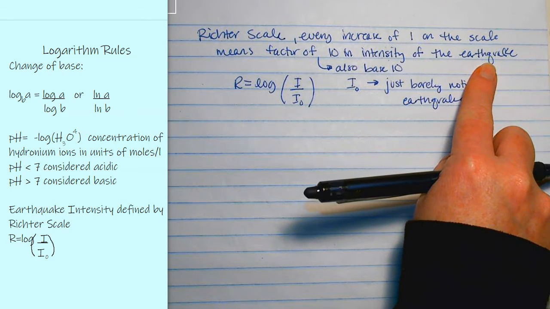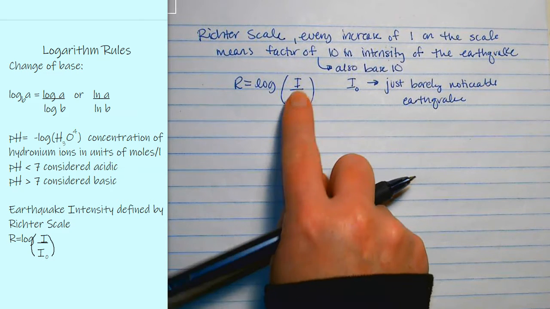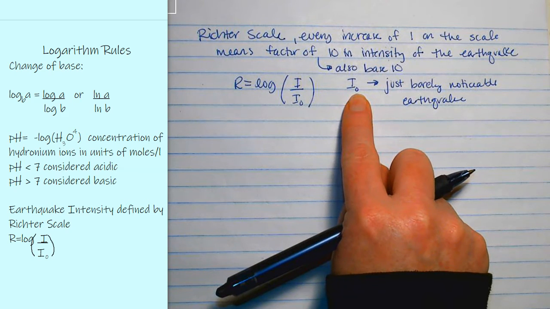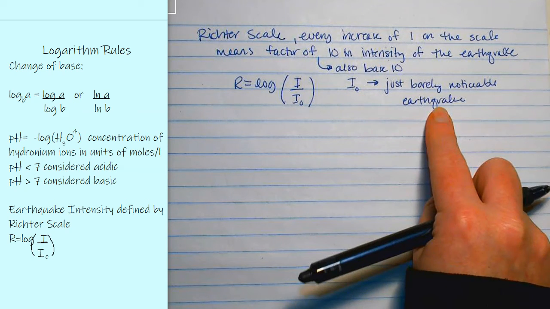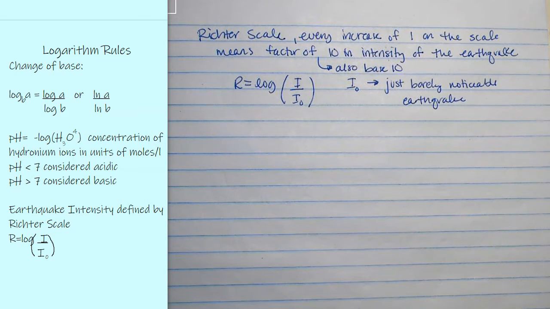So let's look at this example. Here's the equation for it. It compares the intensity of this earthquake to the intensity of just 0, meaning just barely noticeable earthquake. And that's by, not by humans, but by measurements. And they give you a picture in the book of how they measure it with the little machine.